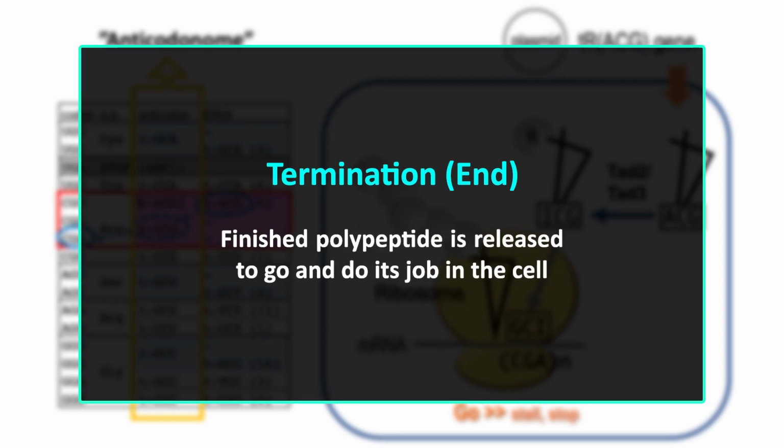In the last stage, the finished polypeptide is released to go and do its job in the cell. Let's take a closer look at how each stage works.